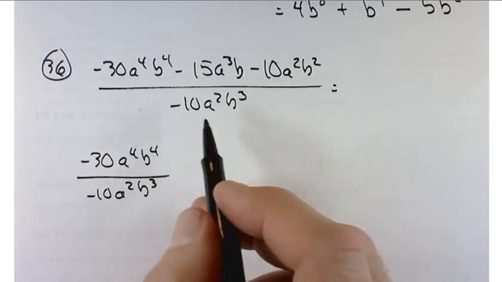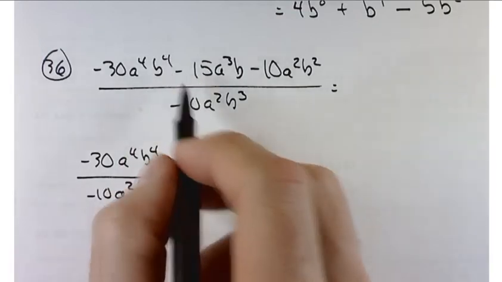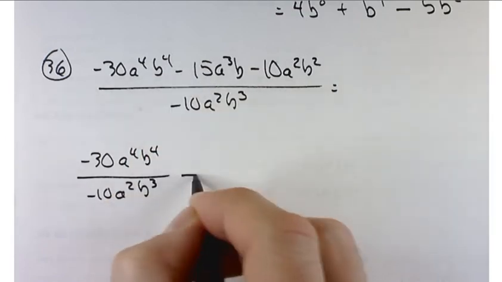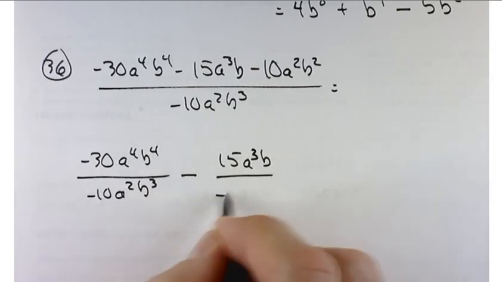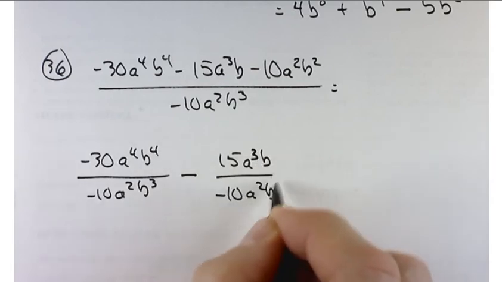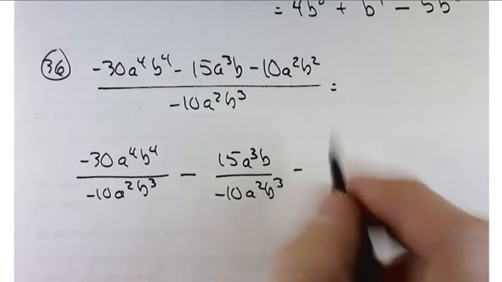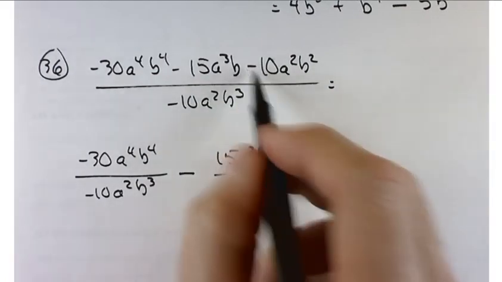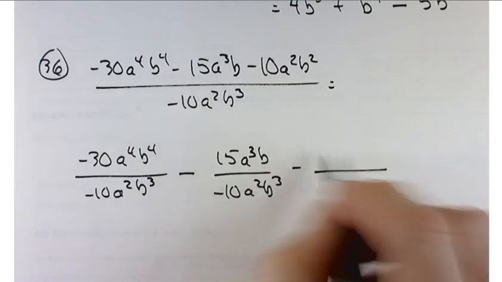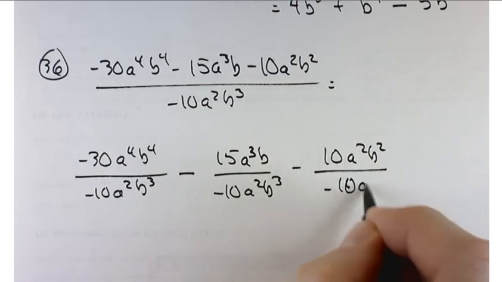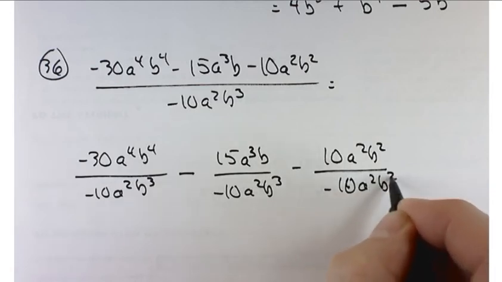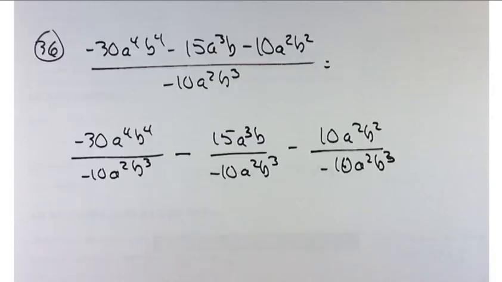Now my personal habit is just to separate these things by whatever sign is in the numerator. So minus 15a cubed b over negative 10 a squared b cubed. Minus, that minus reflects this minus here. 10 a squared b squared divided by negative 10 a squared b cubed. There's a lot of simplification that can and should take place here.